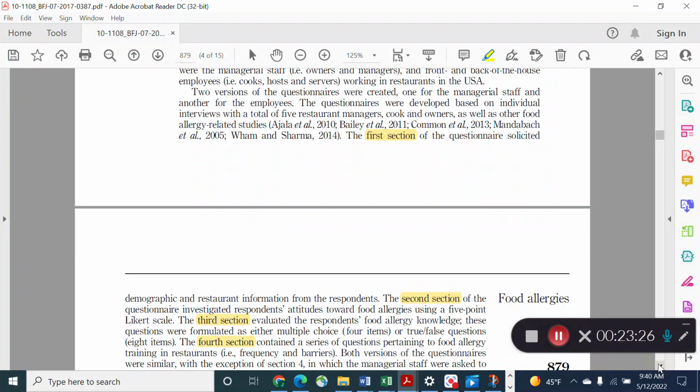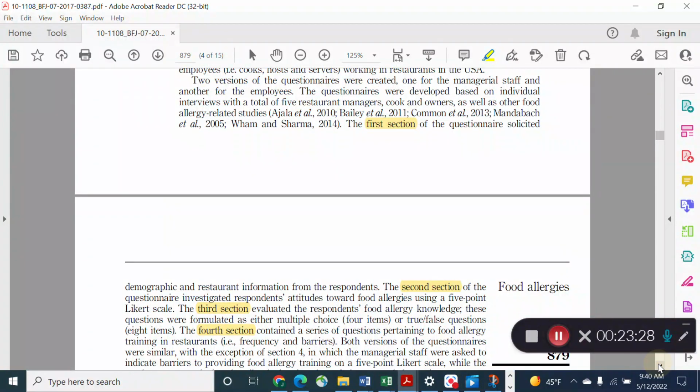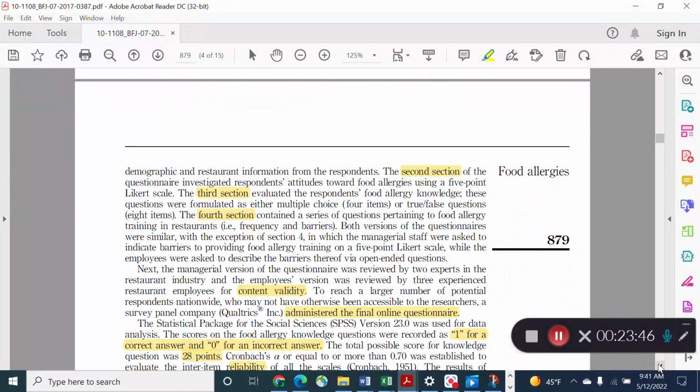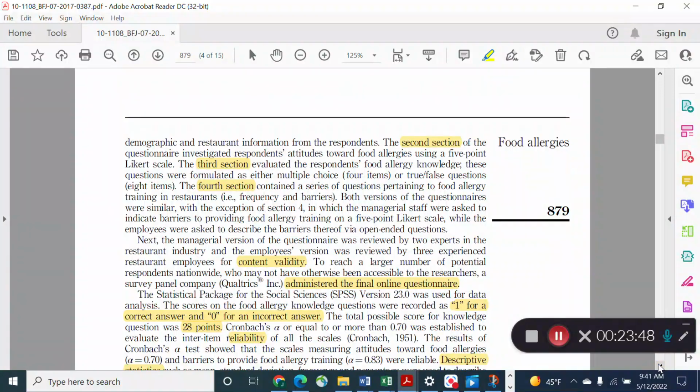The second paragraph does talk a lot about the instrument. So it does talk about how they developed the questionnaire. It talks about the different sections of the questionnaire. So demographic information, we've talked about that a lot in the courses you've had with me. The second section, attitudes toward food allergies using a 5-point scale.